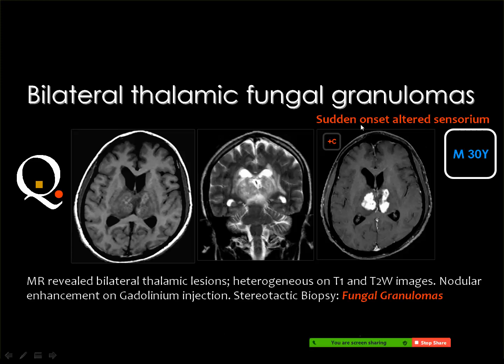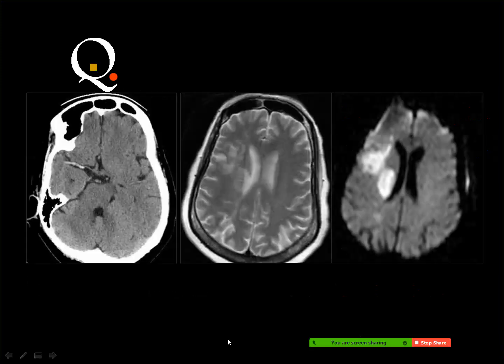Then if you consider the acute onset, you know that this is an inflammatory lesion in the brain. Then please remember the intense enhancement of the fungus in the post contrast and the absence of diffusion restriction in fungal abscesses.